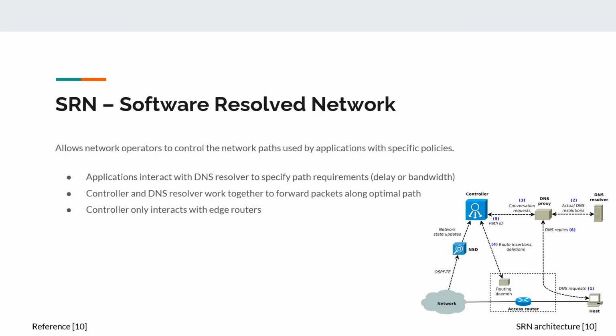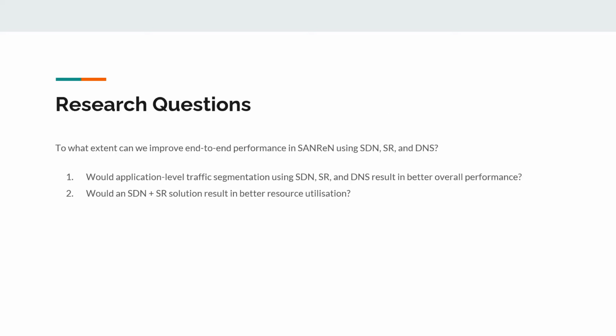So software resolved network is an improvement on SDN. It allows network operators to control the network paths used by applications with specific policies. The applications interact with the DNS resolver to specify path requirements such as delay or bandwidth. The controller and DNS resolver work together to forward packets along the optimal path, and the controller only interacts with edge routers. So the image shows the SRN architecture.